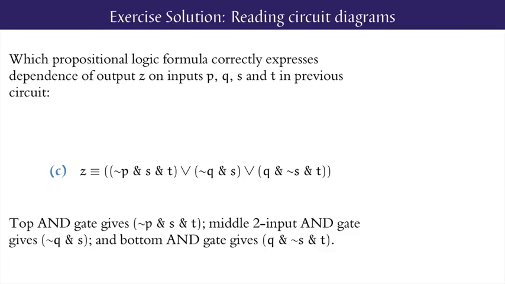So how did you go? The only correct answer here is C. The top AND gate gives not P and S and T, the middle AND gate gives not Q and S, and the bottom AND gate gives Q and not S and T.